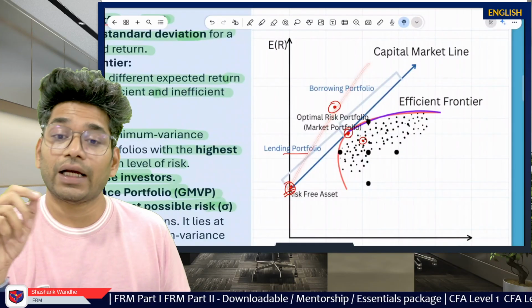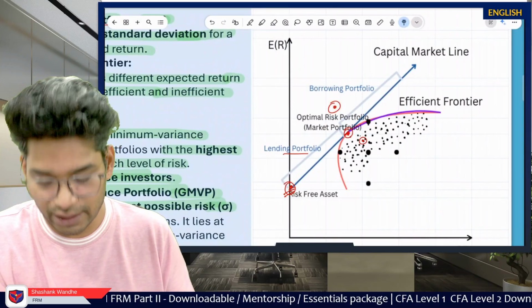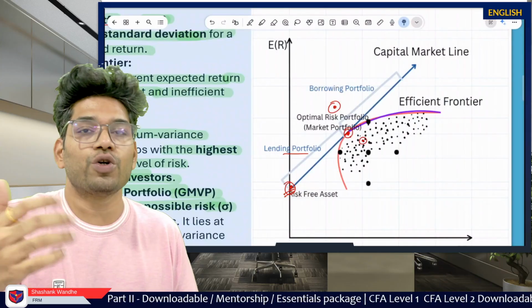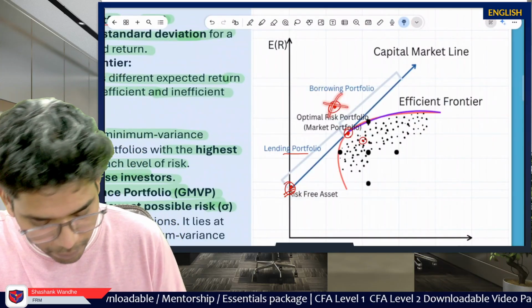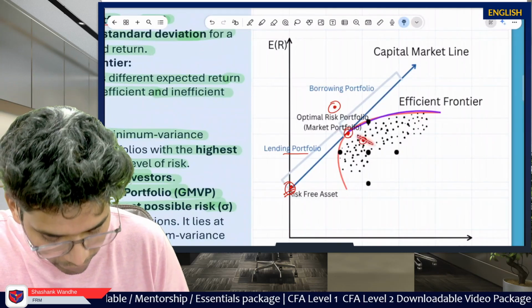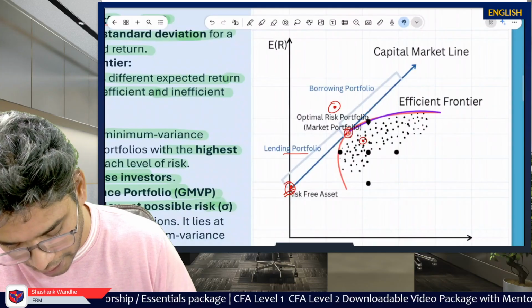Sorry. And if you want to invest or create your capital market line using this, it is also not possible because there is no such portfolio in this universe. So you can't invest in this portfolio because there is no such portfolio. You can't invest in this particular portfolio because this portfolio is not optimal. Ultimately, you are left with this particular portfolio.